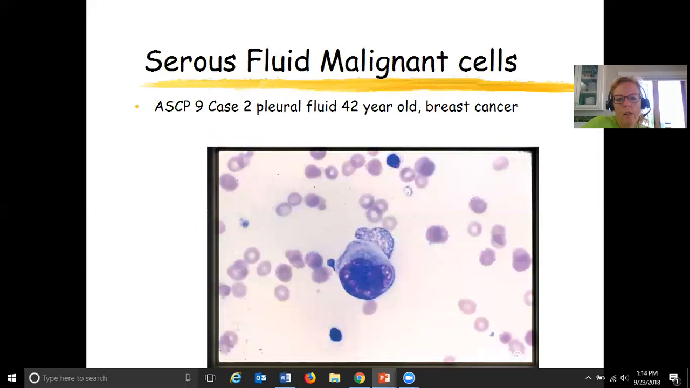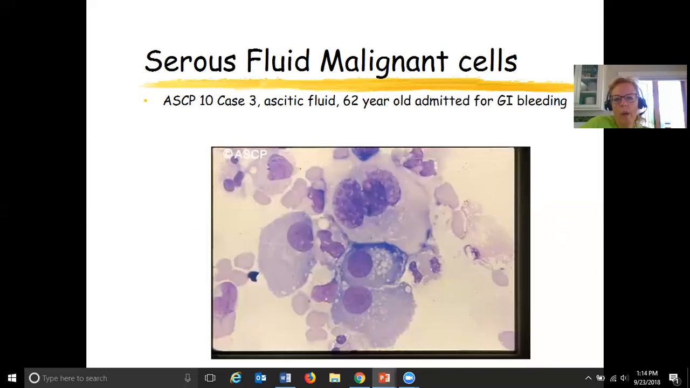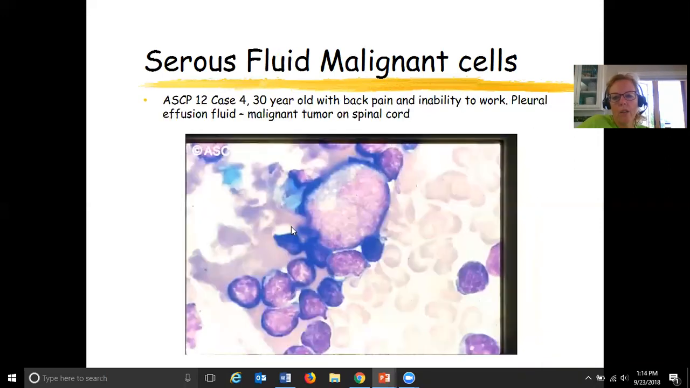Here's another example of a lady with breast cancer, 42 years old, I guess. You can see these cells are irregular shaped. They don't look like mesothelial cells, and they're quite large. Here's an ascitic or abdominal fluid, someone with a GI bleed. GI bleeds, as we know, can be due to colon cancer. So this person has cancer cells in their abdominal fluid. They did a lavage and got these cells out, and they're big, vacuolated, irregular, and compared to a white cell, they're huge.